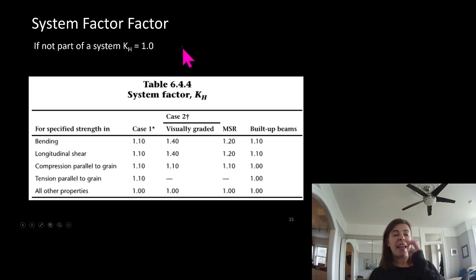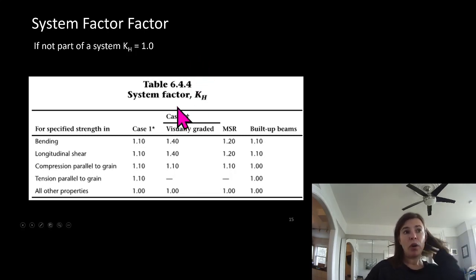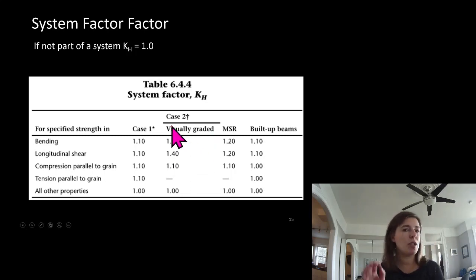System factor. Again, I'm not actually going to make you use any of these, but it's important that you understand where they come from. The way we grade our wood is usually visually graded lumber, which is listed right here, which, as I said, goes through the conveyor belt and somebody says that's number 1, that's select structural, that's stud grade.